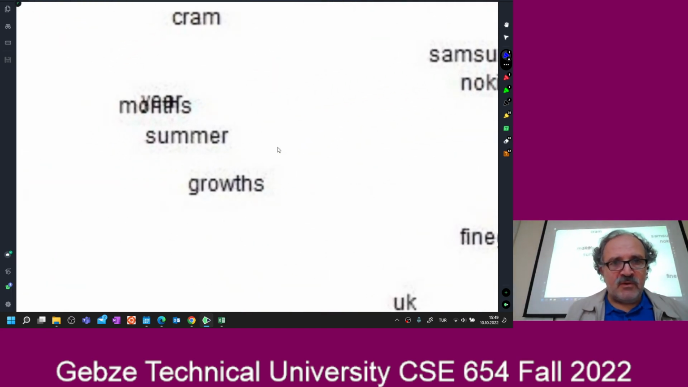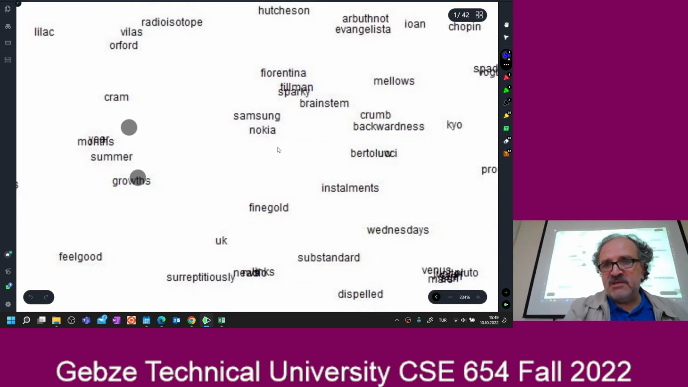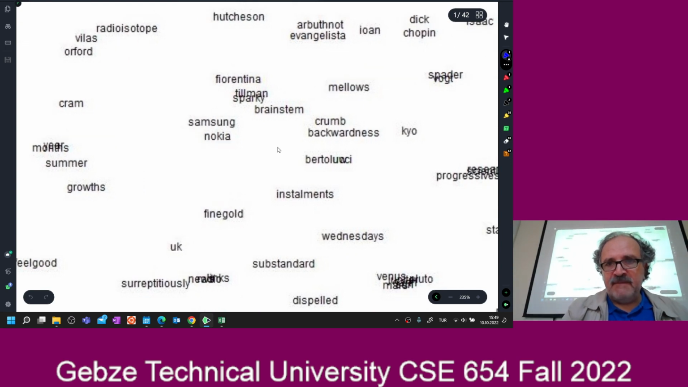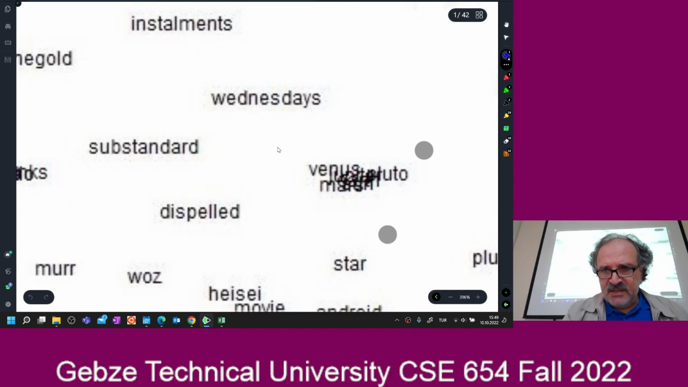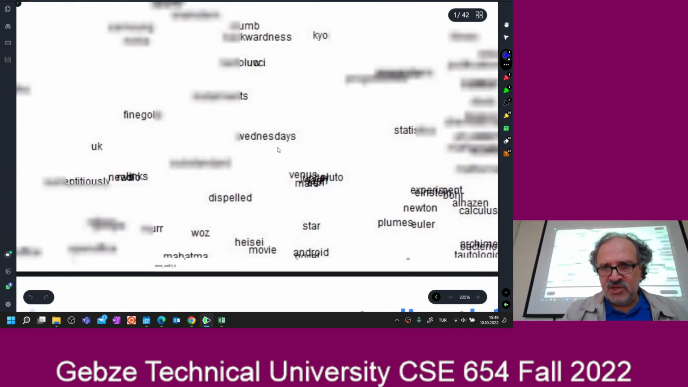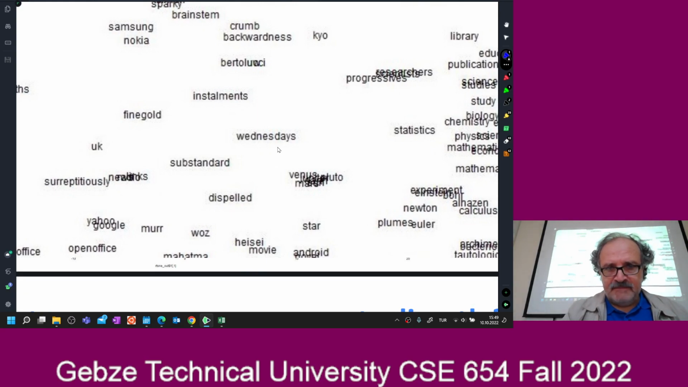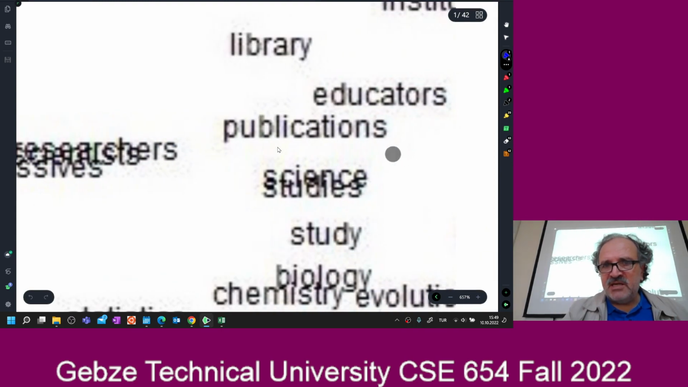Completely unsupervised. I did not mark anything. I just give unprocessed text. See this: year, month, summer, Samsung, Nokia are close together. This is Wednesday. How about this? Venus, Mars, Pluto are on top of each other, as you see. What else? Library, educators, publications, science, studies.